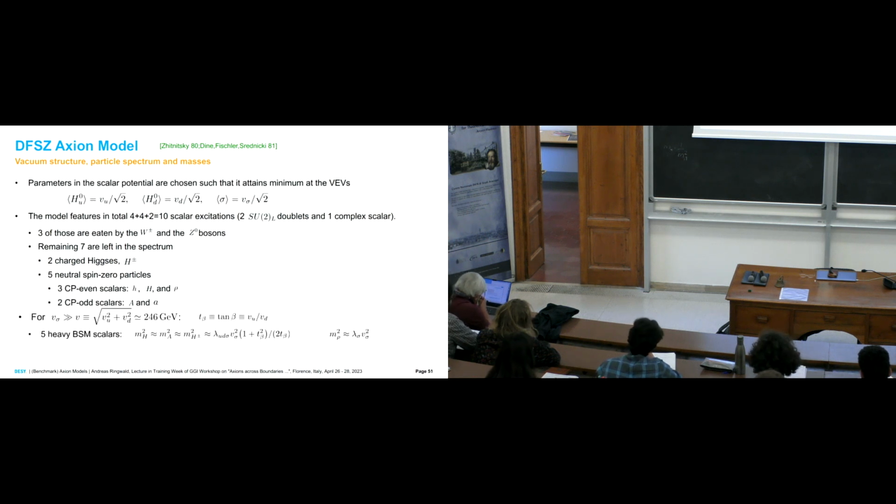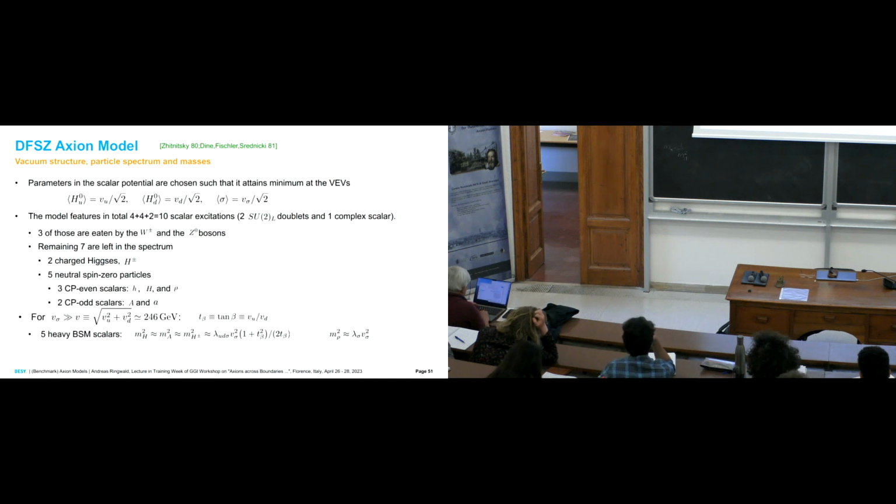So if v sigma is much larger than v, where v is 246 GeV, the square root of the sum of the squares of these two Higgs vacuum expectation values. And in my notation, I use tangent beta, which is the notation normally used in the Higgs literature. It's tangent beta equals v_u over v_d.